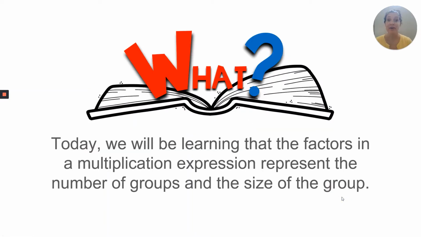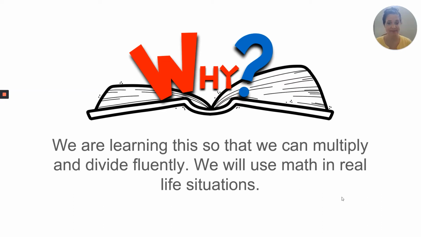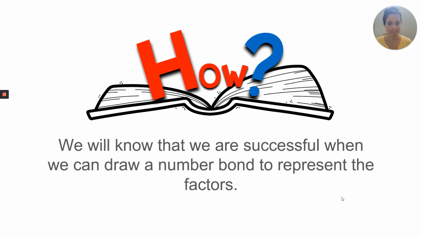Today, our goal is to learn that the factors in a multiplication expression represent the number of groups and the size of the group. We are learning this so that we can multiply and divide fluently. Fluently means with ease, quickly, correctly. We will use math in many real life situations. We will know that we are successful when we can draw a number bond to represent the factors.